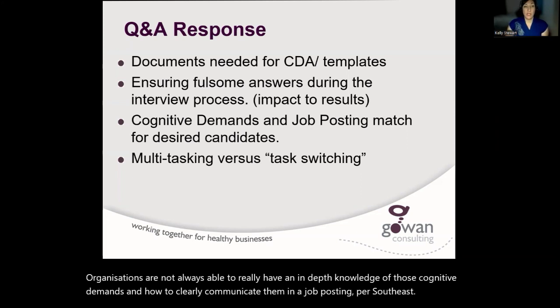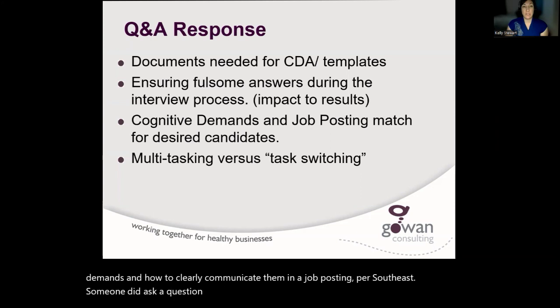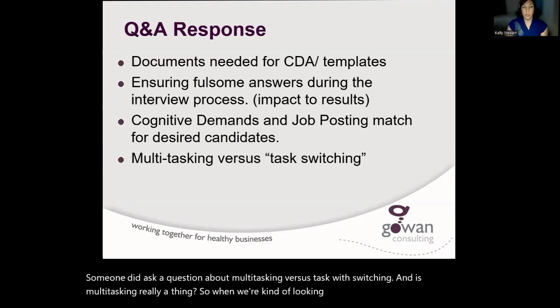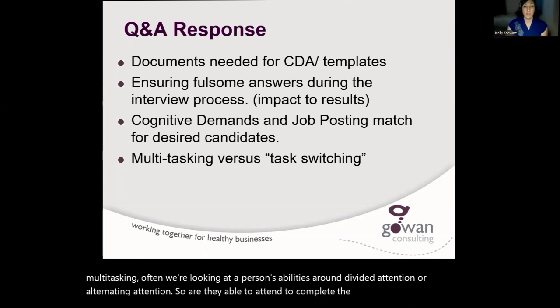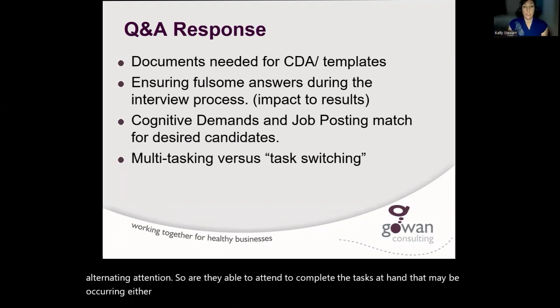Someone did ask a question about multitasking versus task switching, and is multitasking really a thing? So when we're looking at what some people would call multitasking, often we're looking at a person's abilities around divided attention or alternating attention. So are they able to attend to complete the tasks at hand that may be occurring either simultaneously or in conjunction? And what is that demand on that person?